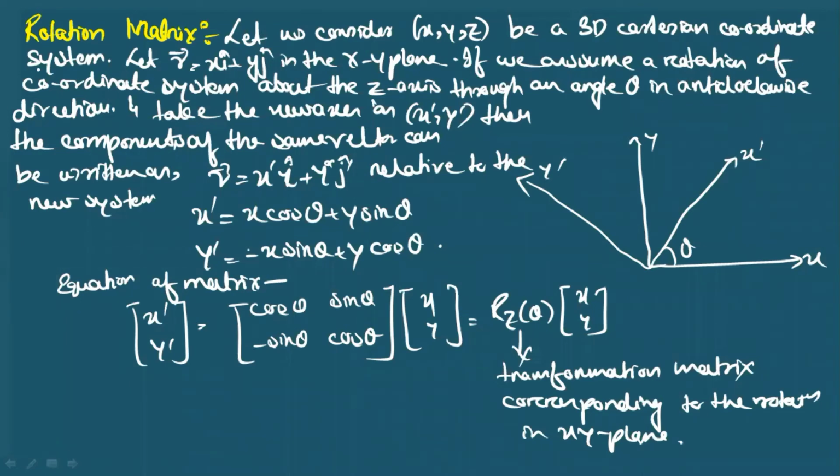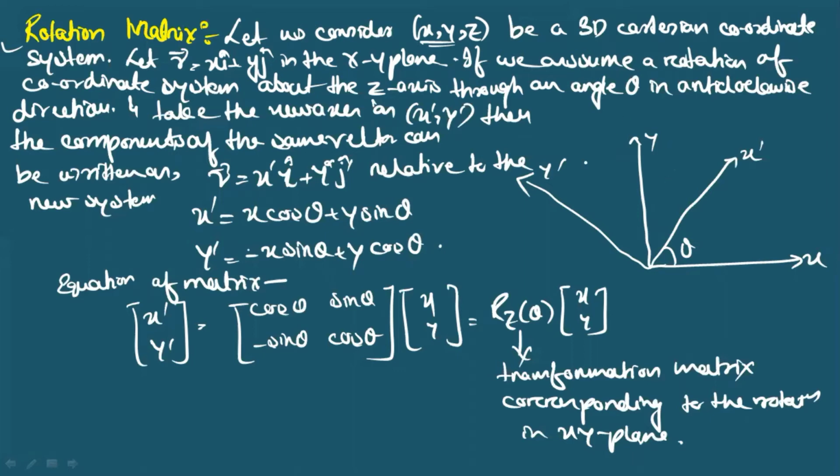Next, we will see the rotation matrix. So for the rotation matrix, you will consider X, Y, Z, which are three axes. You are considering a three-dimensional Cartesian coordinate system. What will be R? R in the XY plane can be written as X i cap plus Y j cap.